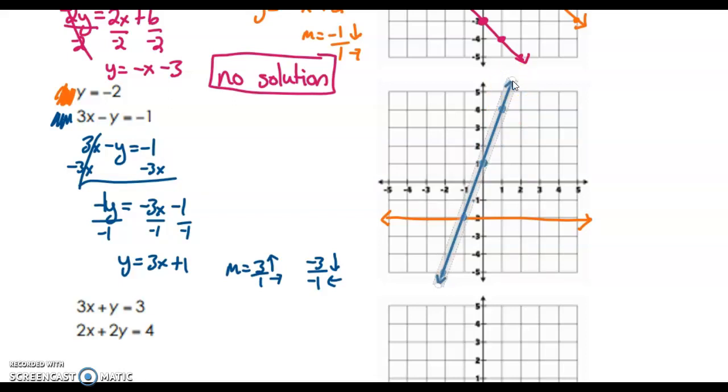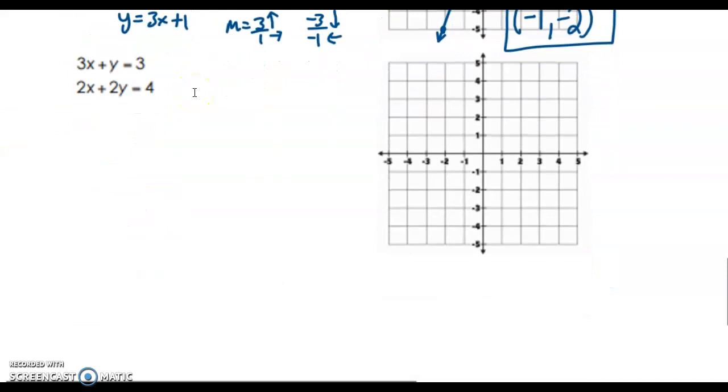All right, cool. So now remember, your solution is where the lines intersect. They intersect right here. So think about what point that is. That's the point negative 1, negative 2. And that would be my solution.